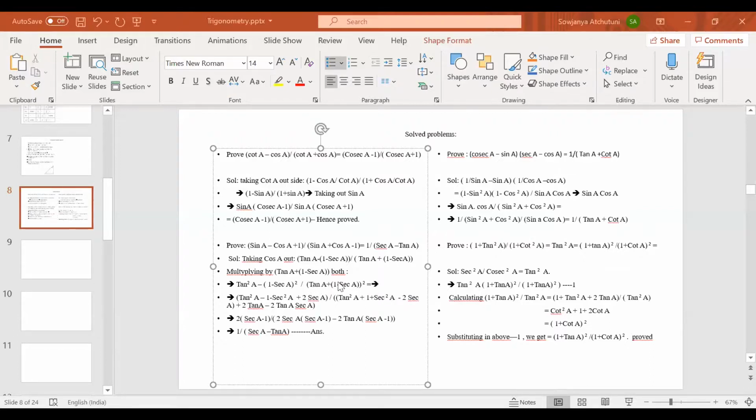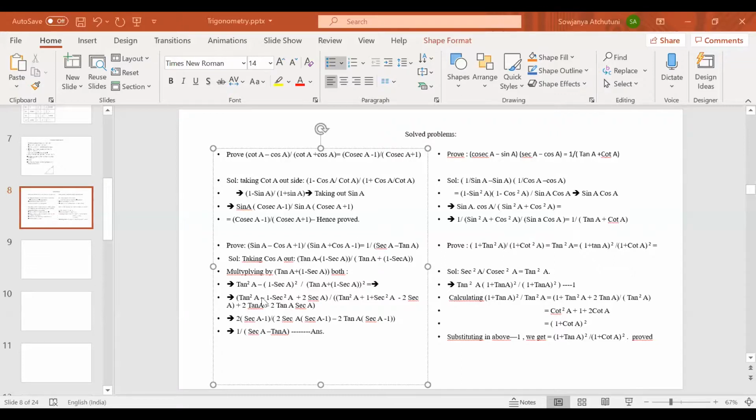Here A is tan A and B is 1 minus secant A. So A square minus B square is tan square A minus the quantity 1 minus secant A whole square, divided by A plus B whole square, which is tan A plus 1 minus secant A whole square. So when you simplify it, what am I getting? Tan square A minus 1, minus secant square A plus 2 secant A. This I am expanding: 1 plus secant square A minus 2 secant A. When I take out the minus, it becomes minus 1 minus secant square A plus 2 secant A.